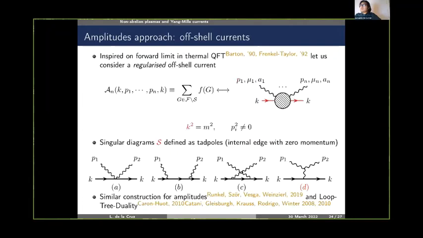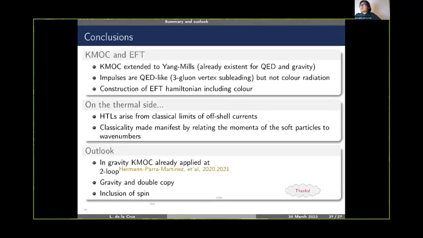So I'm just going to skip all this part and go to the conclusion. What I've shown is that one can extend the KMOC formalism to Yang-Mills. This already existed for QED and gravity. We have seen that the impulses, color impulse and momentum impulse, are QED-like, but this is not the case when you include the radiation. And we have also constructed the EFT Hamiltonian, including color. I haven't said anything about this.